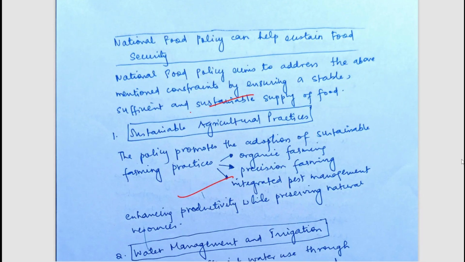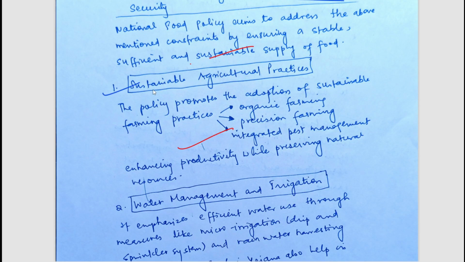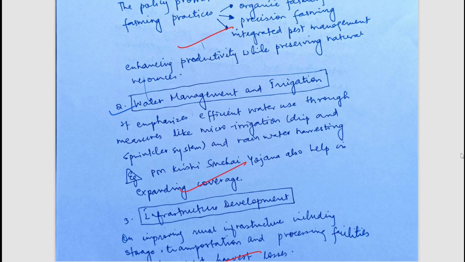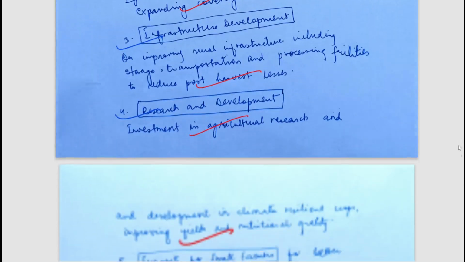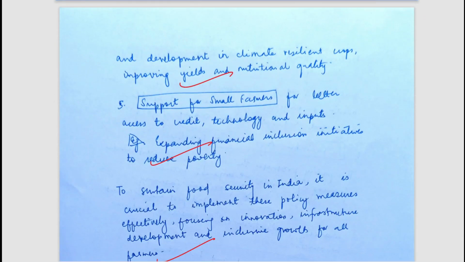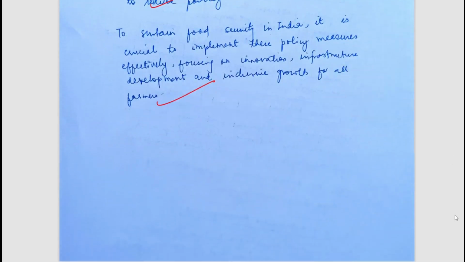Now, how can the national food policy help sustain food security? Obviously, first it will enhance sustainable agriculture practices. It will enhance water management and irrigation practices that could be used sustainably. Infrastructure development can be done. Research and development can be done. Support to small farmers. So well-written points and obviously well concluded. So you can read the answers. Now let's move to the next question.